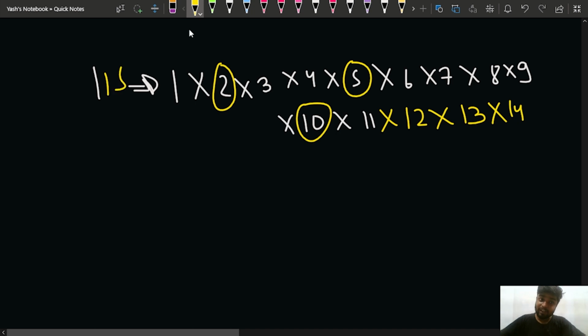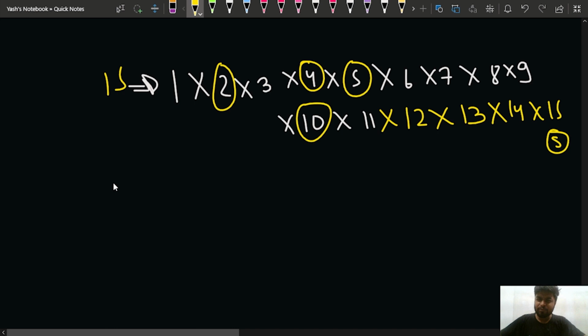The moment I have to find 15 factorial, I multiply 15. Now another multiple of 5 gets added, right? 15 can be written as 5 into 3, so another 5 is contributed from here, correct? And one of the 2's can be contributed from this 4, right? So I'll have 3 pairs.